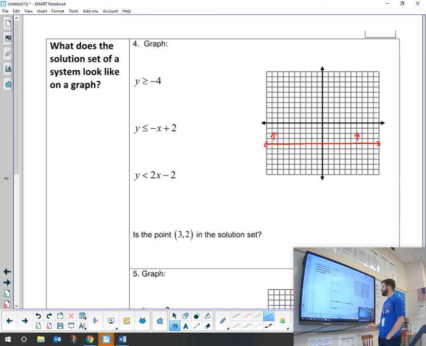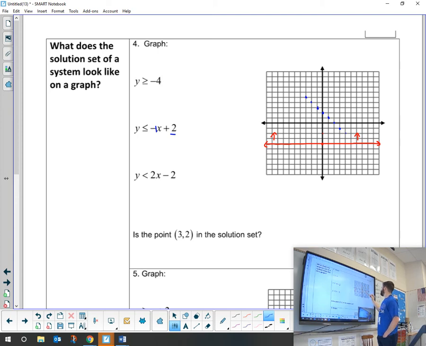All right, next, we're going to have y is less than or equal to negative x plus 2. So I'm going to pick a different color. And once again, we have a less than or equal to. So this is going to be a solid line. And then we think, okay, my slope is negative 1, right? And my y-intercept is 2. So we're going to start at 2. And we're going to go down 1 over 1, down 1 over 1, down 1 over 1, just like that.